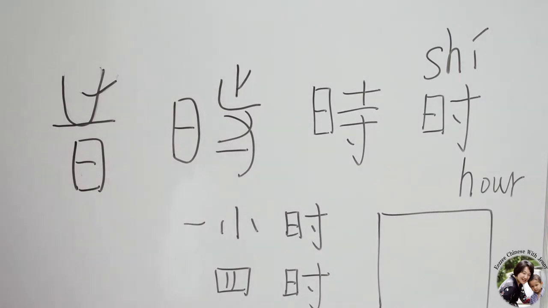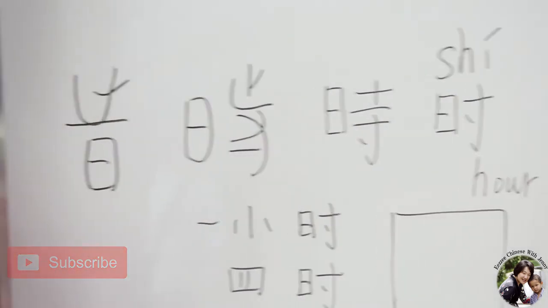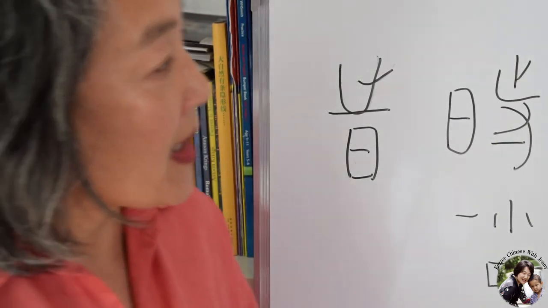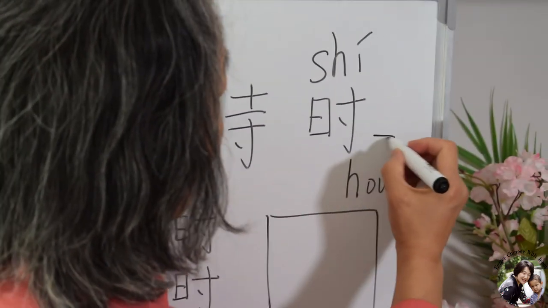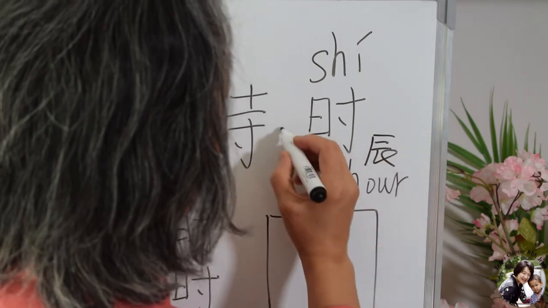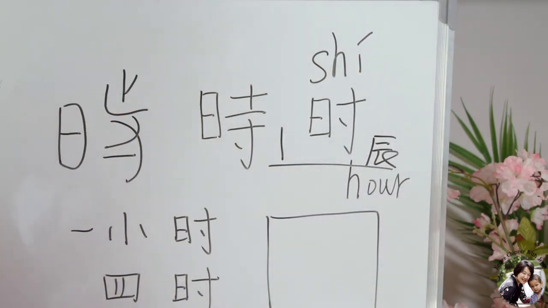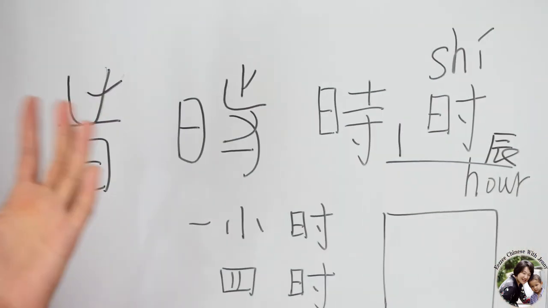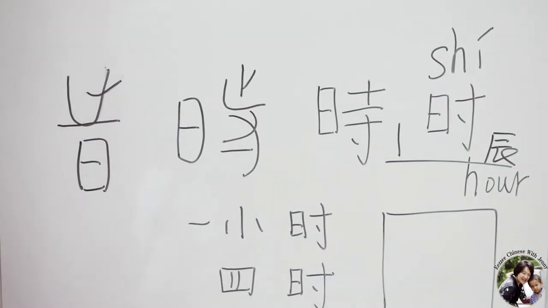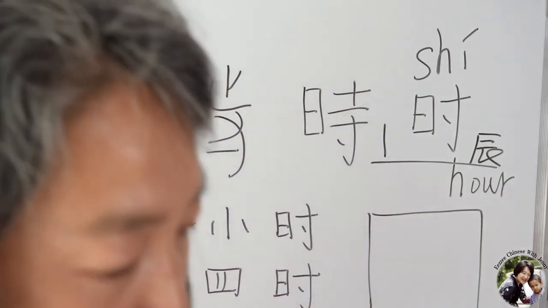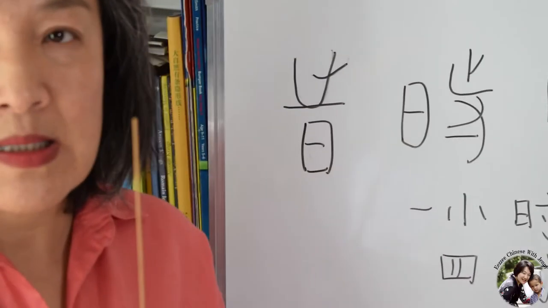In the past, the Chinese used a sundial to monitor the time in the daytime when you can see the sun. And normally, what the Chinese say, 时辰, 一个时辰 equals 2 hours in the current clock. And in the night, they measured the time by burning an incense stick.